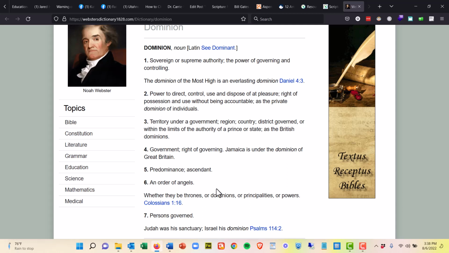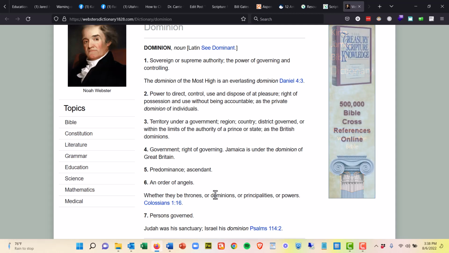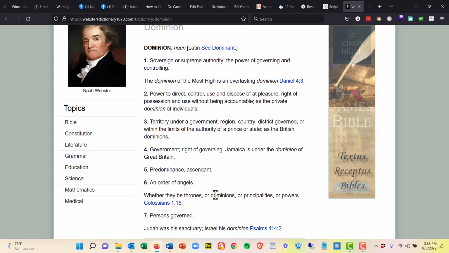What I really like about this particular word is down here, number 6, an order of angels. So the verse out of Colossians that he quotes is, whether they be thrones or dominions or principalities or powers. And he points out that a dominion is an order or a class of angels. And so I could go to this verse in Colossians and be able to look that up now and have that definition in front of me while I'm doing that particular search.